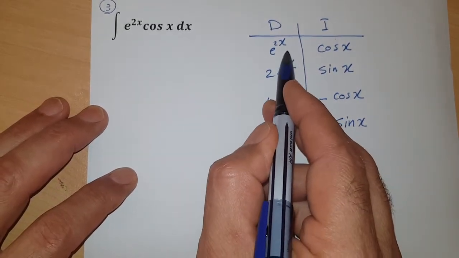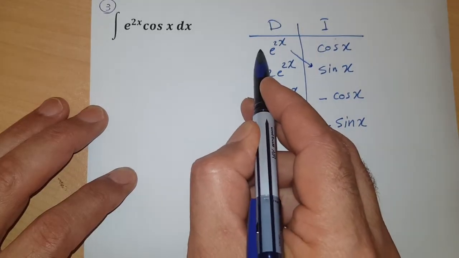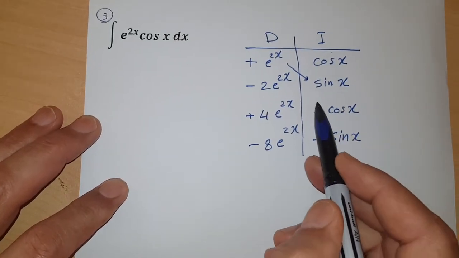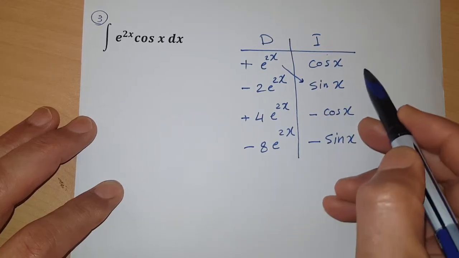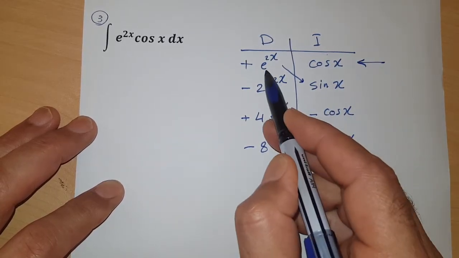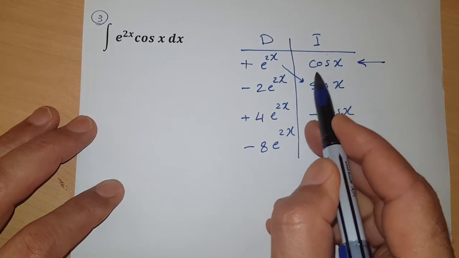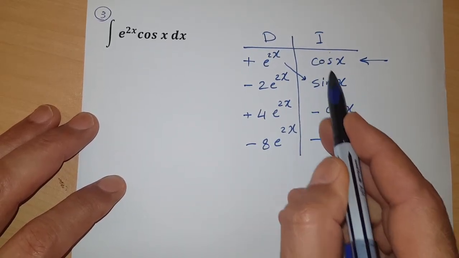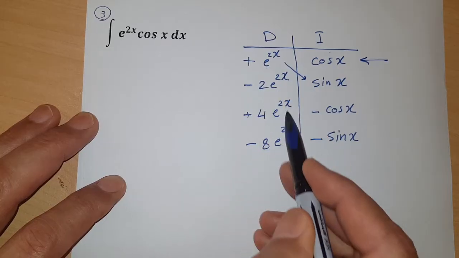You will multiply the first one here. Don't forget the signs, positive, negative, and negative. Try to get a line similar to the first one. This is e to the 2x cosine x. This is sine, this is, yes, look at this one. The same function, cosine, and the same function here, e to the 2x.